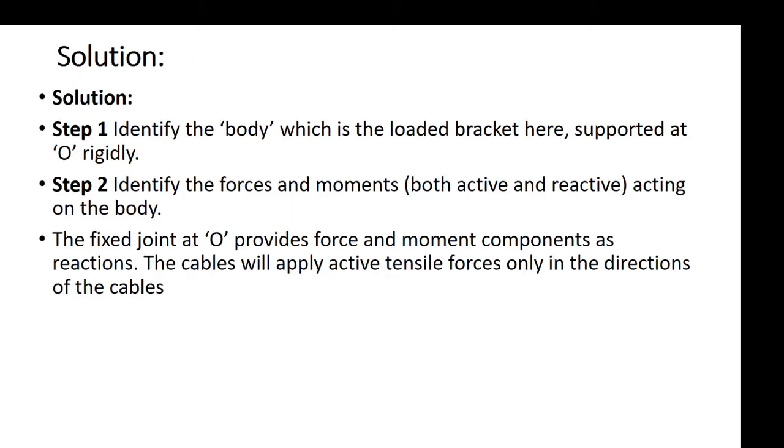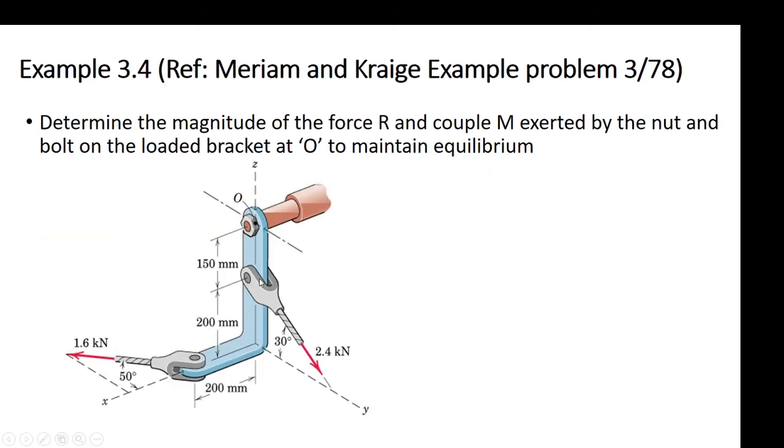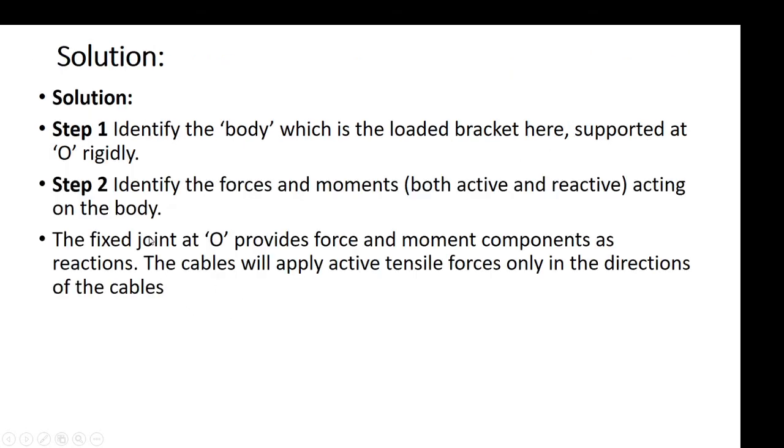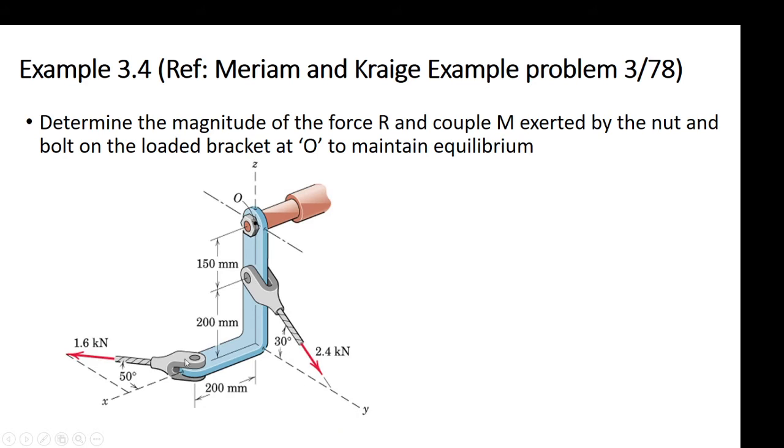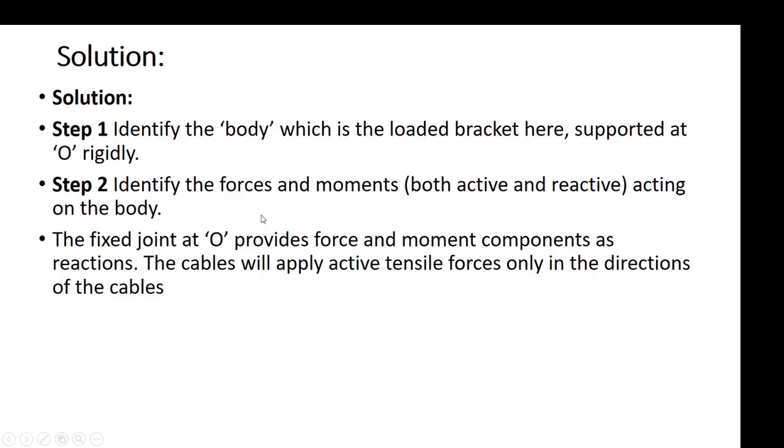Solution. Step 1 is identify the body, which is the loaded bracket here. So this bracket is our body supported at O. Identify the forces and moments, both active and reactive, acting on the body. The fixed joint at O provides force and moment components as reactions, and the cables will apply active tensile forces only in the directions of the cable. So these two are the active forces, and here there will be reactive forces and moments.